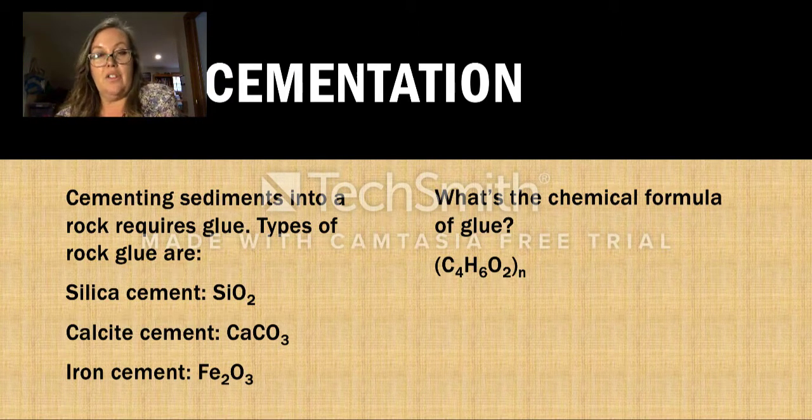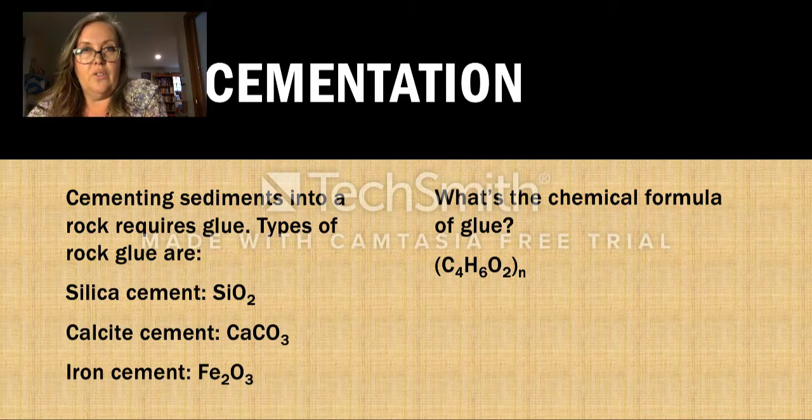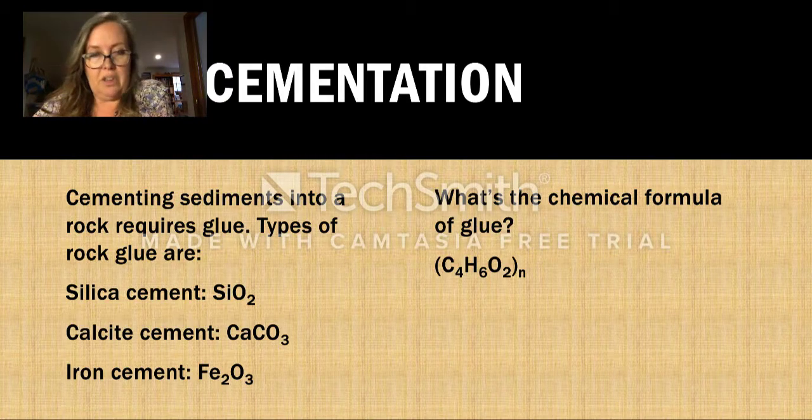The carbon and the oxygen are bonded together, like in a carbonate structure. This time it's in a different structure. It's in a carbon, hydrogen, and oxygen structure, and that n means that it can be in a different number of formations. And so that is the chemical formula of glue. So we're going to be using a glue cement on our rocks.